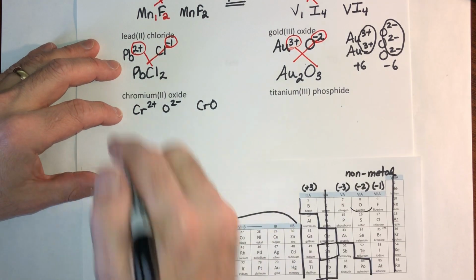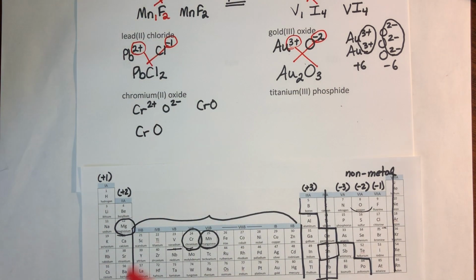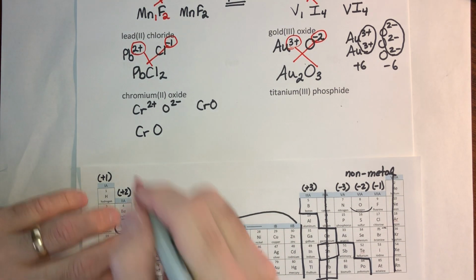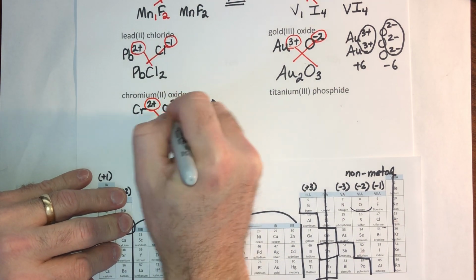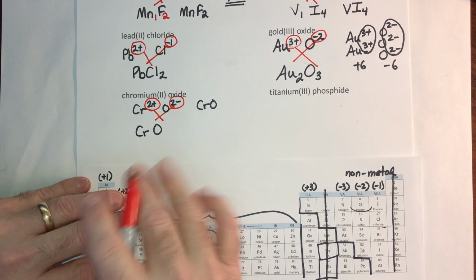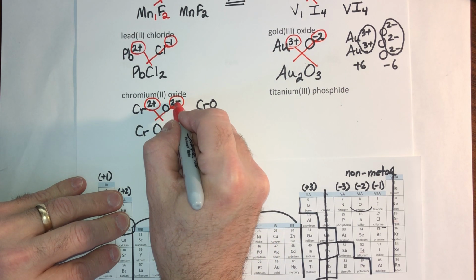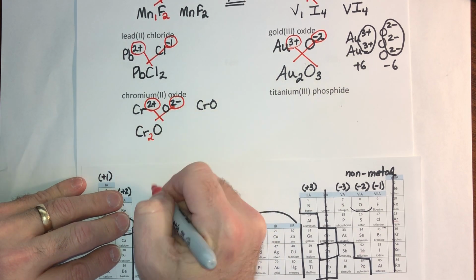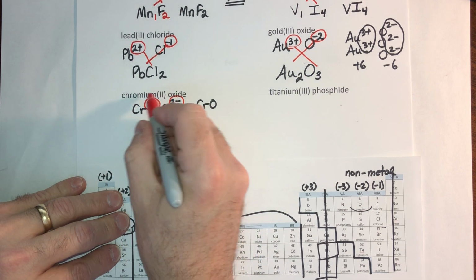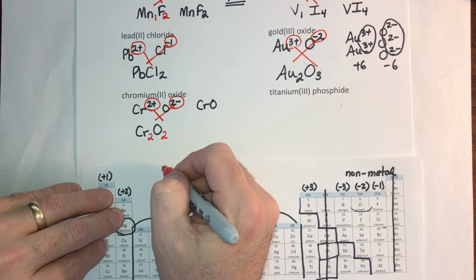But now you should be thinking, hold on a second there, Dr. Clark. What about if I like doing this crisscross thing? What about if I like taking the numbers and switching them? That's the way I've decided to do it. Well, that's okay. You're allowed to do that. Because the charge on an oxide is 2-, that gives you 2 chromiums. Because the charge on a chromium is a 2+, that gives you 2 oxides.